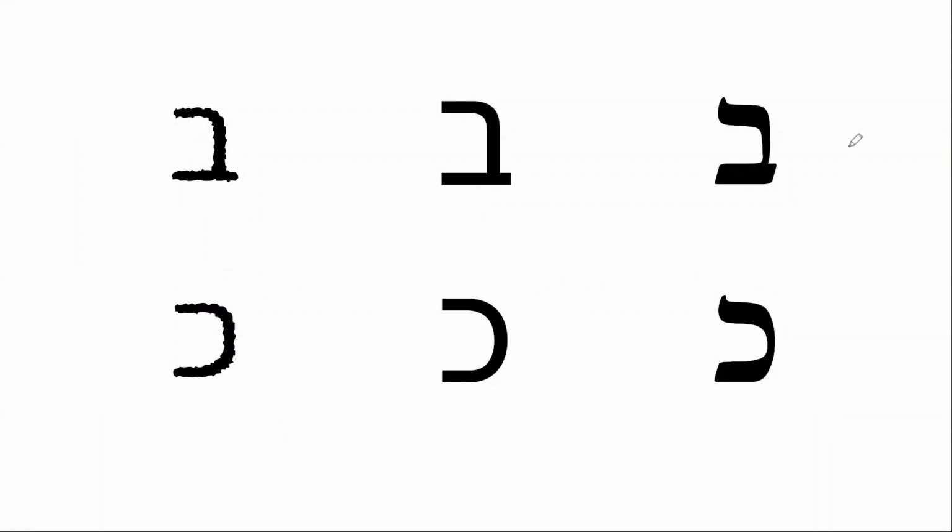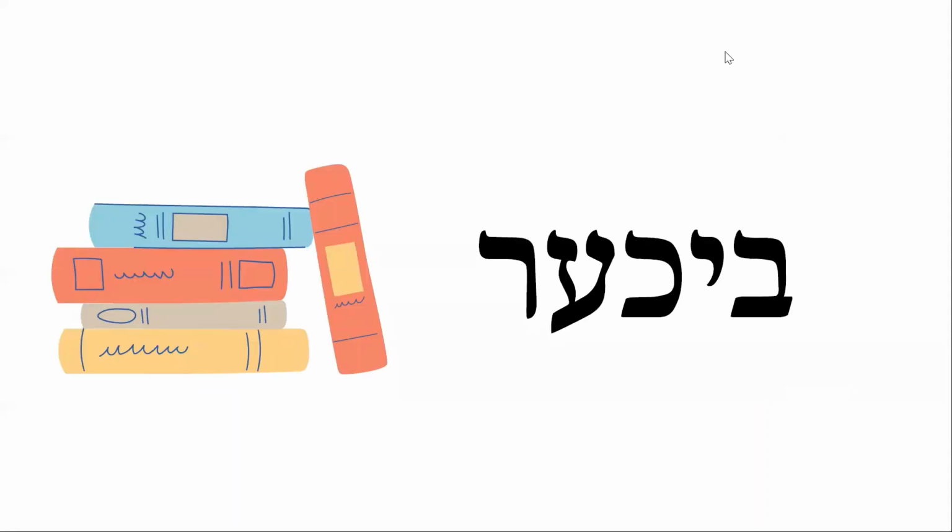Now let's take a look at Base and Hof. As we said, in Base, this bottom line is straight and it sticks out a little bit on the right side. And Hof is round. We can see them both in the word Bicher, meaning books. Base with a straight line at the bottom and a round Hof.